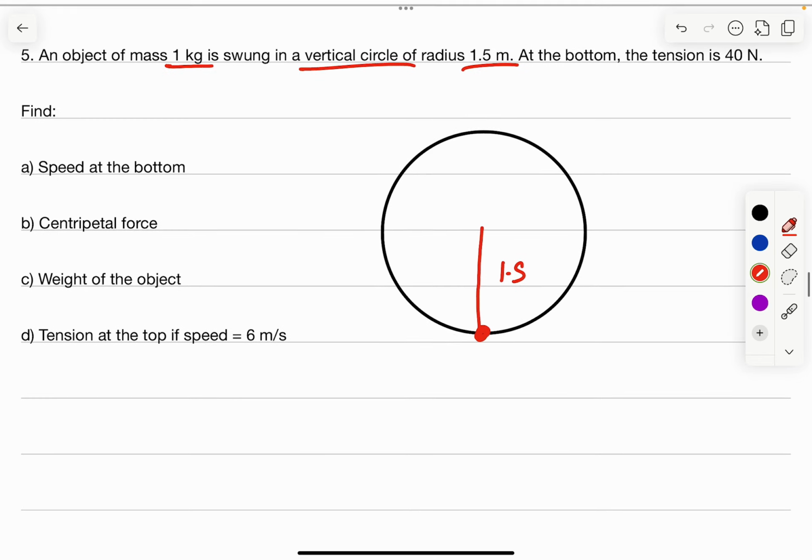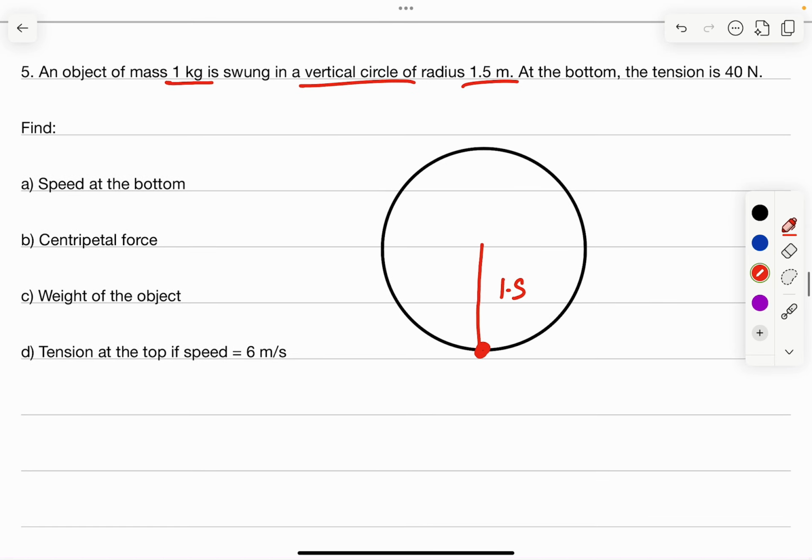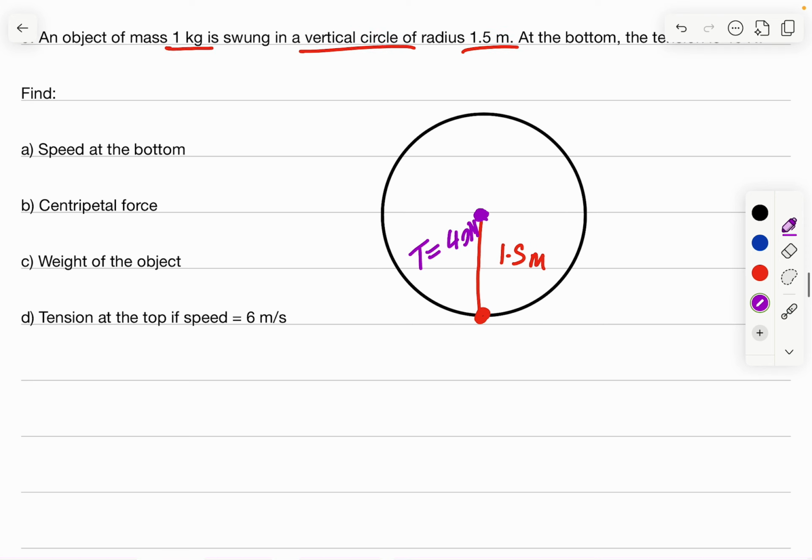I don't know which force is acting. They are talking about the tension. The radius is measured in meters, don't confuse the two. Then they say the tension is 40 newtons. You see, that's the tension. Check the SI unit. Calculate the speed at the bottom. Understand? The speed at the bottom.